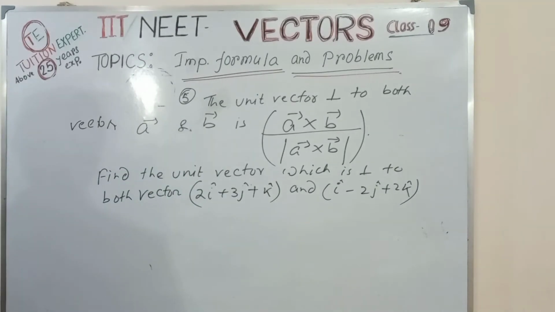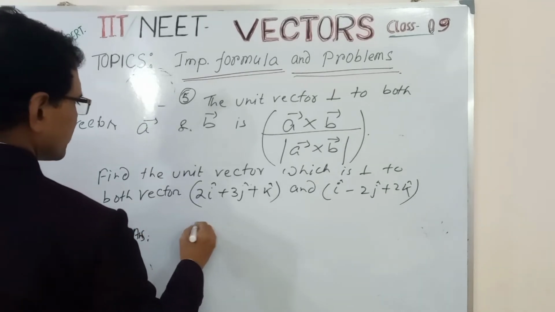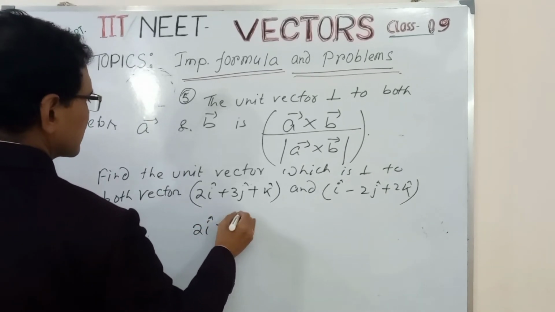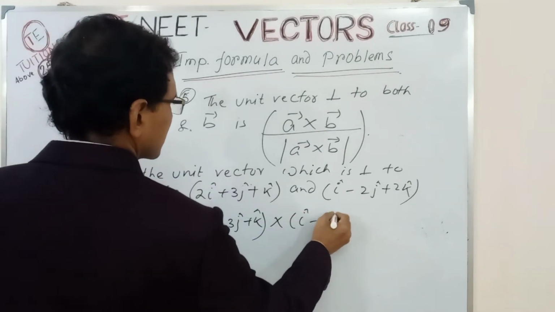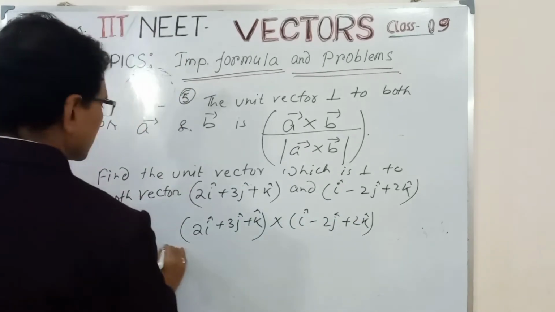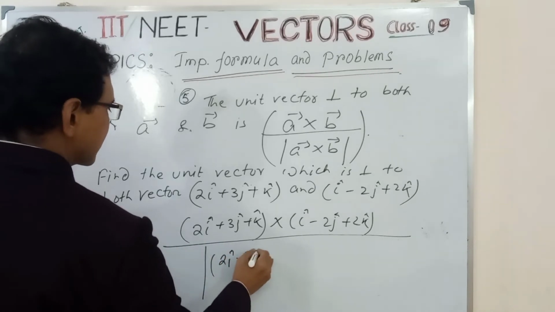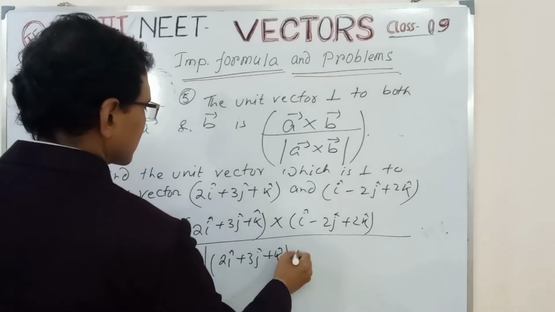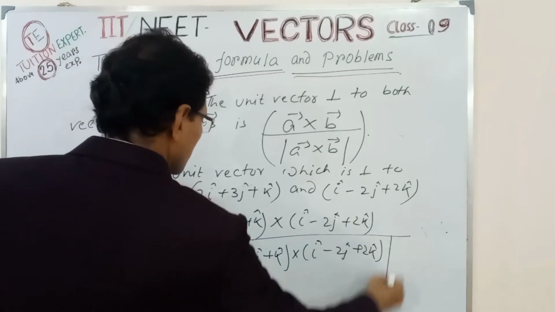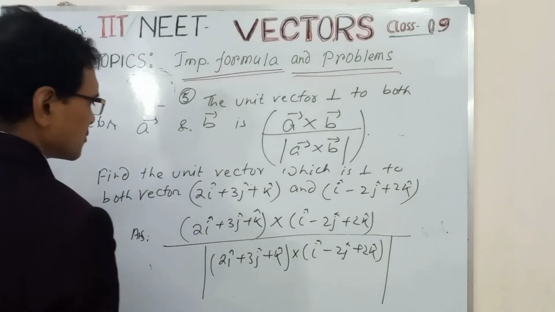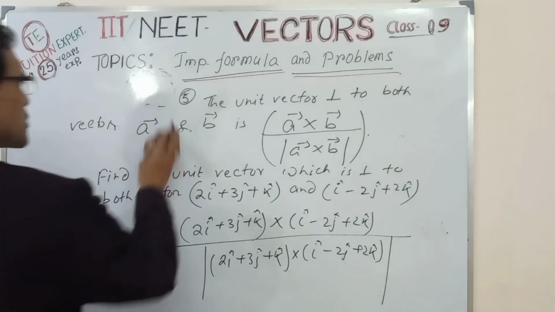Find the unit vector which is perpendicular to both vectors. So the answer is the cross product divided by its magnitude. First find the cross product of the two vectors. You know how to find the cross product?